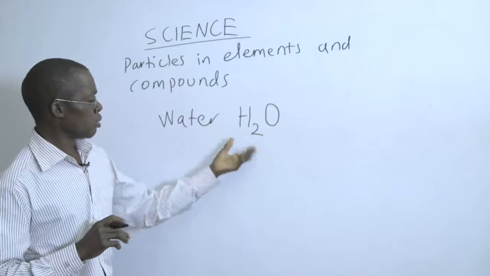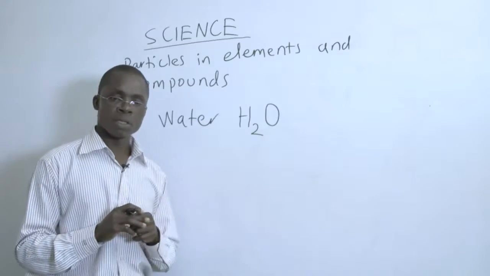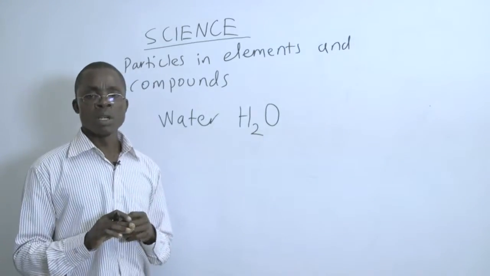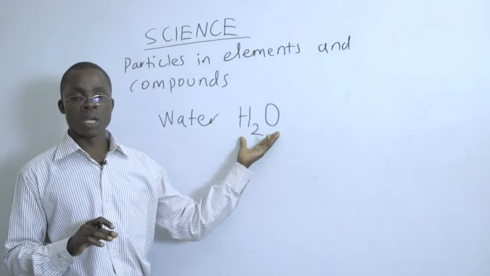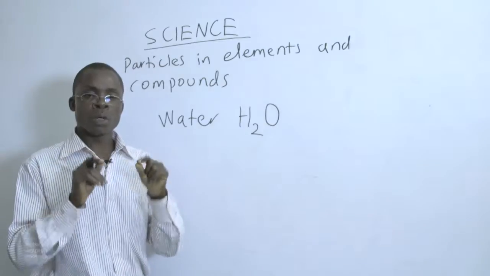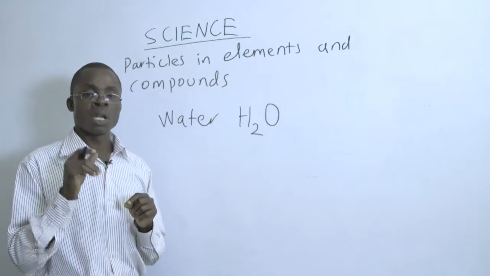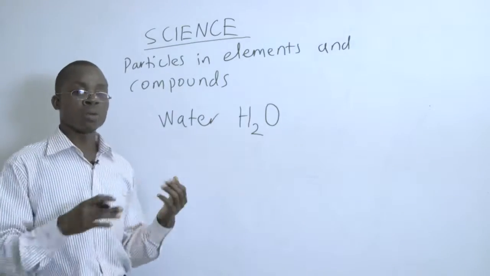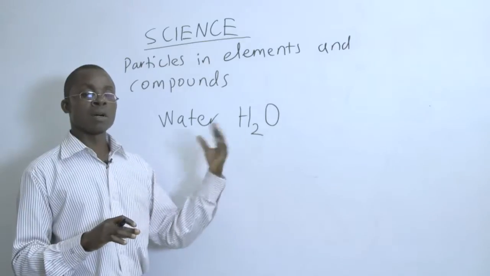Now, this is water as a chemical symbol. What does this one mean? This one means that we have 3 atoms that have come together, the smallest particles of an element that can take part in a chemical reaction. So the chemical reaction that took place was to make water as a molecule.